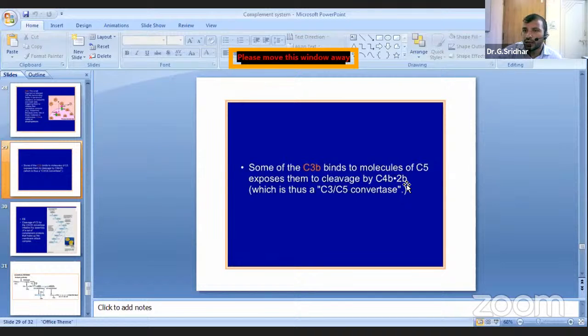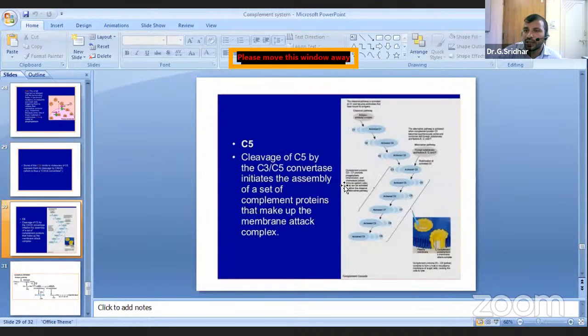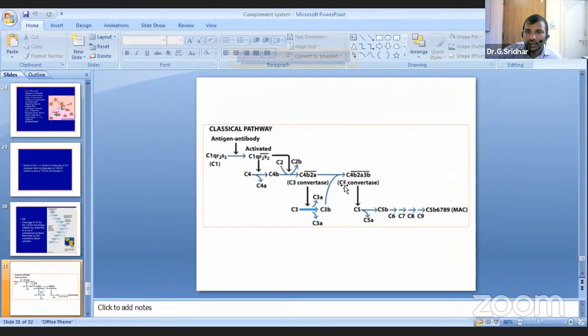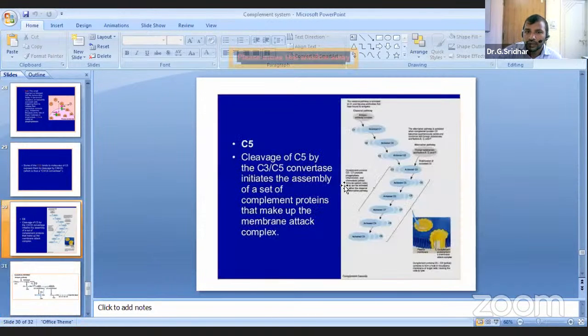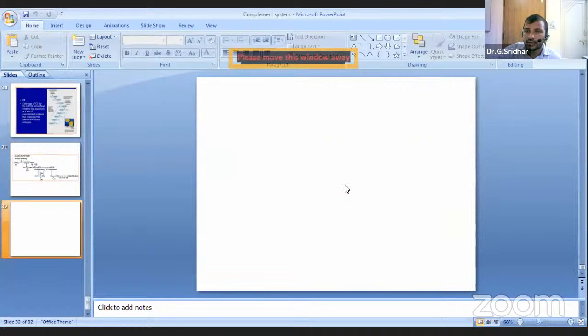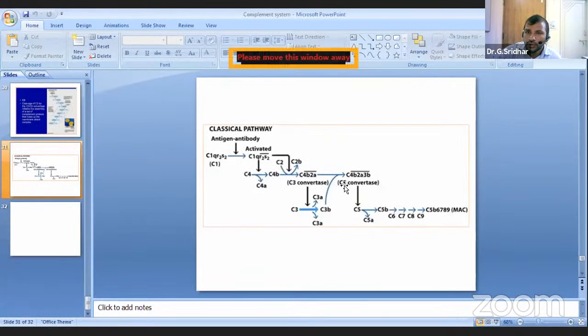C4b, 2b, and 3A work as a C5 convertase. This C5 convertase will activate the other component proteins like C6, C7, C8, and C9. I mean to say that when C6, C7, C8, C9 make a combined structure, it is called the membrane attacking complex.